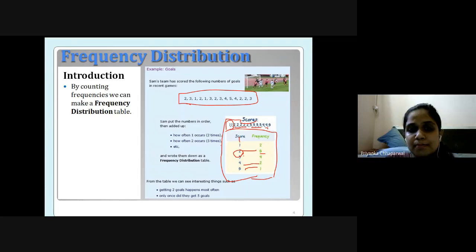Okay, with the frequency distribution table you can easily see some interesting facts from the data. If we only had the raw data, you could not see it easily, you would have to look at how many times each appears. When you make the frequency table, you can easily see that getting 2 goals happened most of the time, and the minimum is 5 goals, which happened 1 time. So you can read the frequency table and interpret your result from the frequency distribution table.